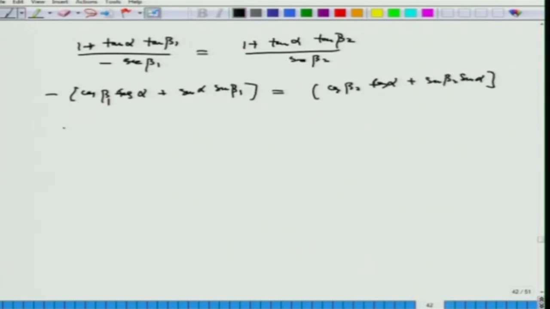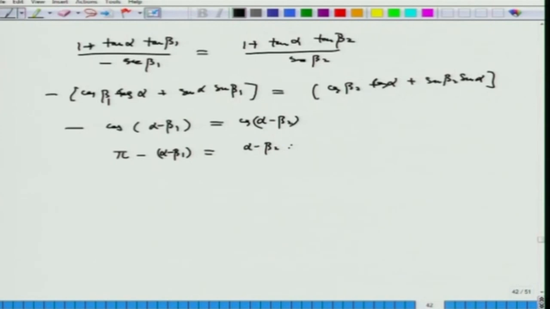So, this can be written as minus cos of alpha minus beta 1 equal to cos of alpha minus beta 2. So, this means that pi minus alpha minus beta 1 equal to alpha minus beta 2.